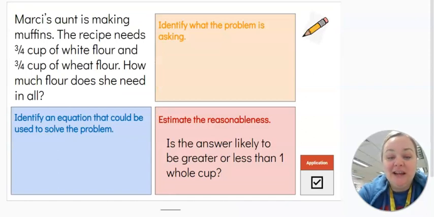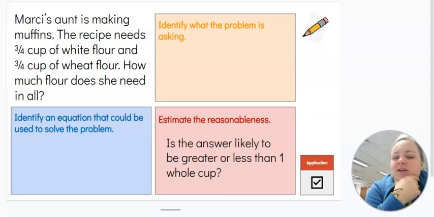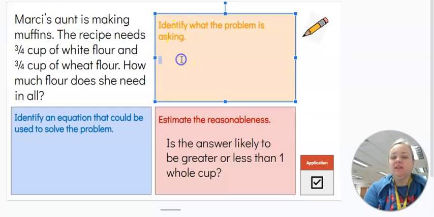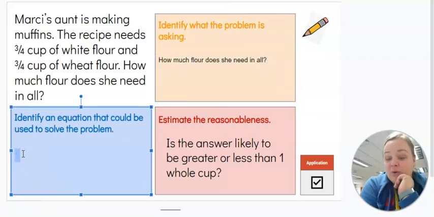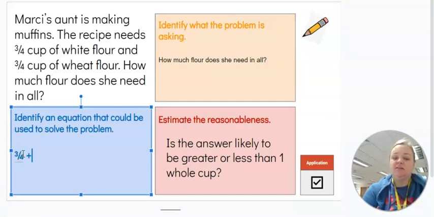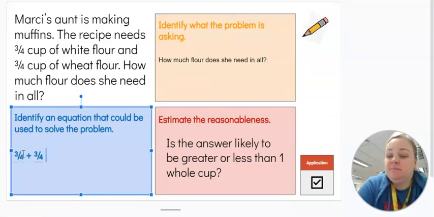Let's try one more problem for today. Marcy's aunt is making muffins. The recipe needs 3/4 cup of white flour and 3/4 cup of wheat flour. How much flour does she need in all? So her recipe has her using different types of flour, and she needs the same amount of both. But we need to know how much flour she needs in all. That's really what it's asking us. So regardless of what kind of flour, she needs 3/4 plus 3/4.